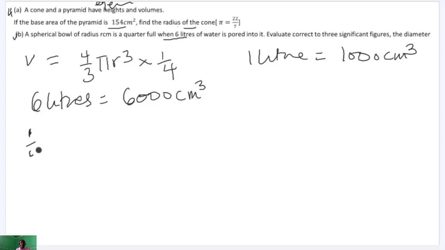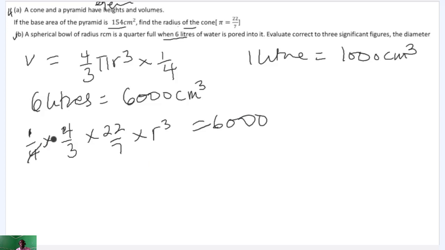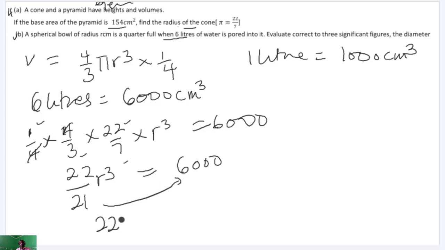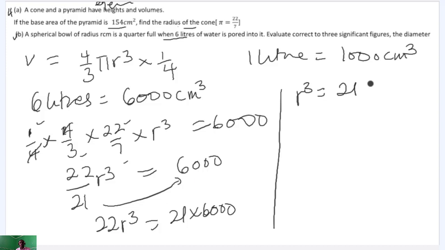So therefore, our 1 over 4 times 4 over 3 times 22 over 7 times r cube will give us 6,000. So 4 will cancel here, making 1 times 22 will be 22, 3 times 7 will be 21. R cube is equal to 6,000. So you do cross multiplication. So it will be 22 R cube is equal to 21 times 6,000. So we divide both sides by the 22. So R cube will be equal to 21 times 6,000 over 22. So R cube will be equal to, use calculator. So you punch this 21 times 6,000, good, divided by 22.